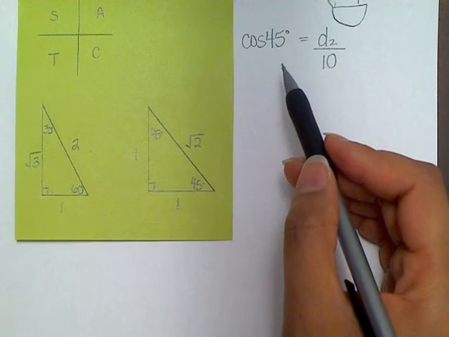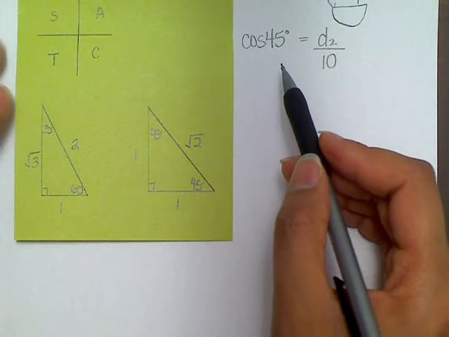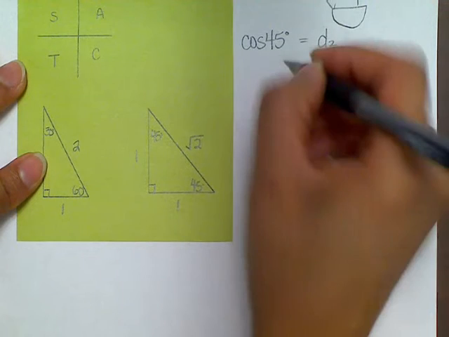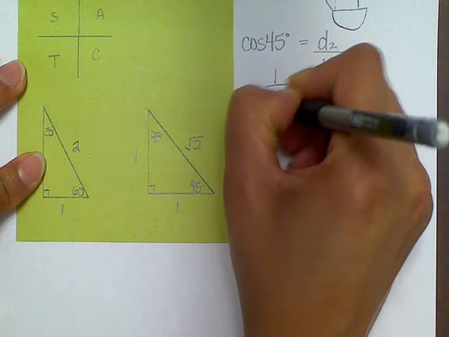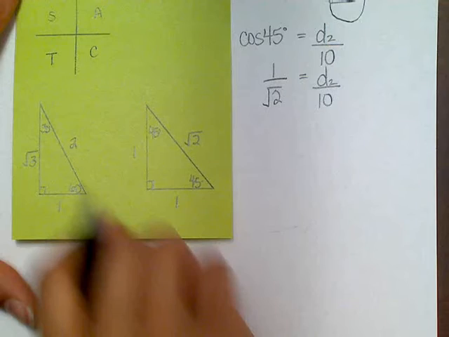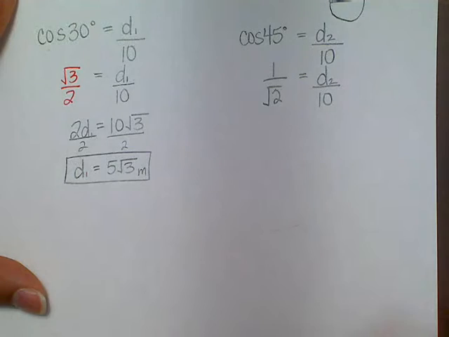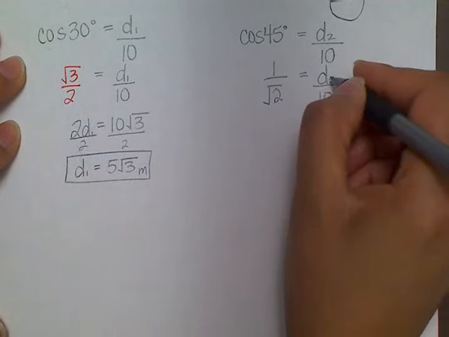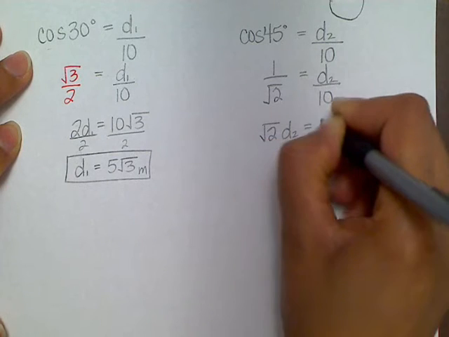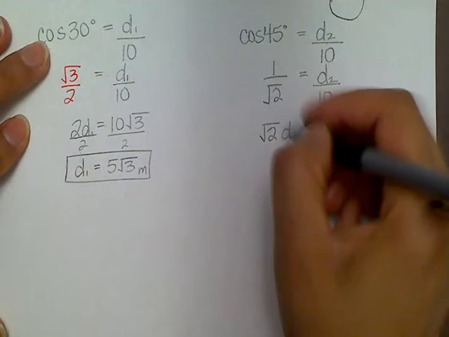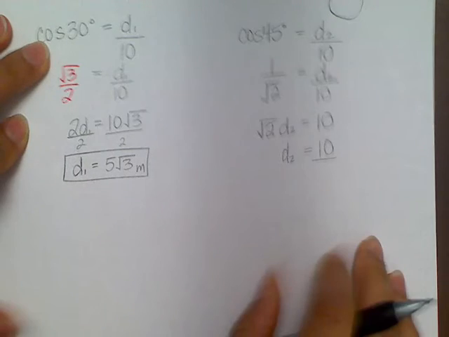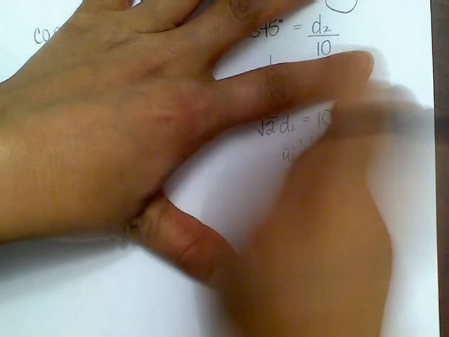And so in this case, again, cosine of 45 degrees, I can figure that out as an exact value. All I need to do is find my 45-degree angle in the special triangles, and the ratio of the adjacent and hypotenuse sides gives me 1 over root 2. And then again, it's just a matter of simplifying this and trying to find the exact value. So I'm going to cross multiply again, and I get root 2 times D2 equals 10. And then I get D2 equals 10 divided by root 2.